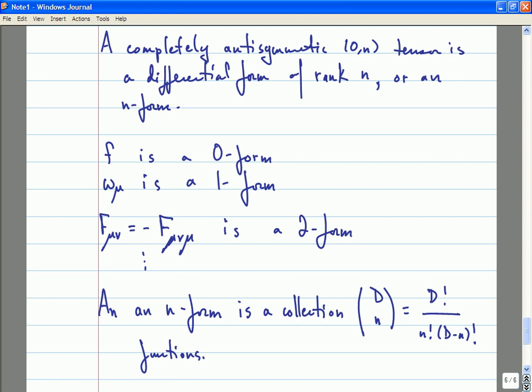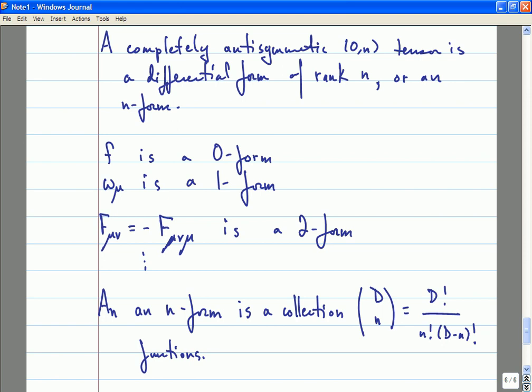Sometimes we'll want to demand that tensors are invertible. For example, when we talk about the metric, which is a symmetric (0,2) tensor, we'll demand that it's invertible. Why will we demand that it's invertible? Well, otherwise stuff doesn't make sense. We'll get to that when we come to the theory of metrics.